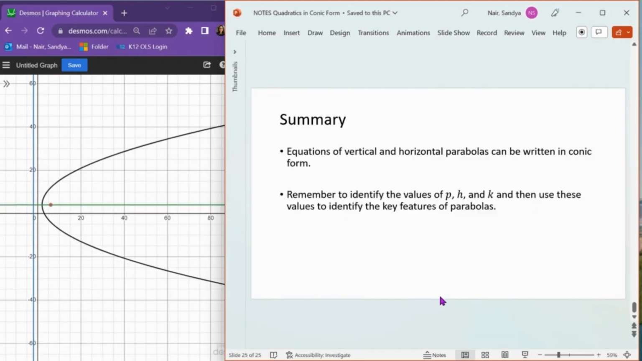So equations of vertical and horizontal parabolas can be written in conic form. Remember to identify the values of p, h, and k, and then use these values to identify the key features of parabolas.